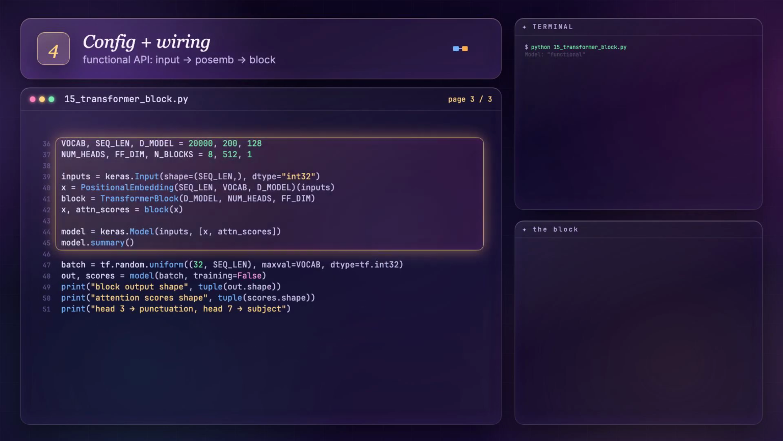Now assemble. Constants: 20,000 vocab, 200 sequence length, 128 model width, 8 heads, an input of integer token IDs, run them through positional embedding, then through one block, which hands us back both the output and the attention scores. We build a Keras model that outputs both and call summary.